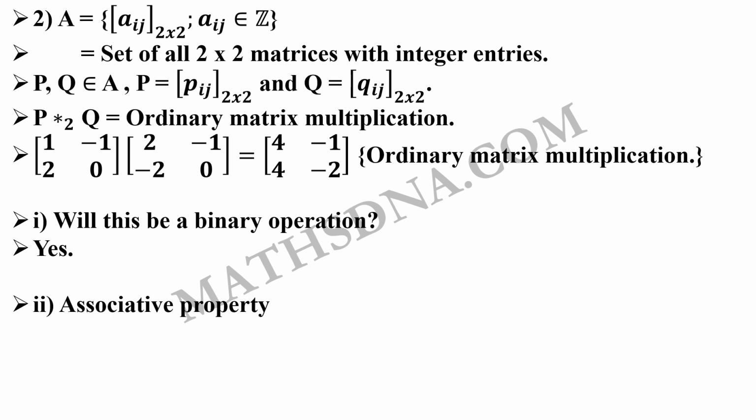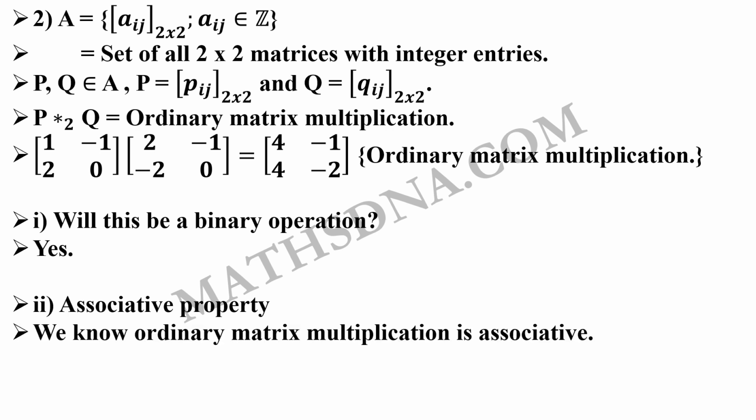Associativity. We directly know that ordinary matrix multiplication is associative, so no need to check this. See, sometimes you need to check whether the given properties are true or not, but if you know, then don't waste your time simplifying simple ones and go for the difficult ones. So remember the results very carefully.